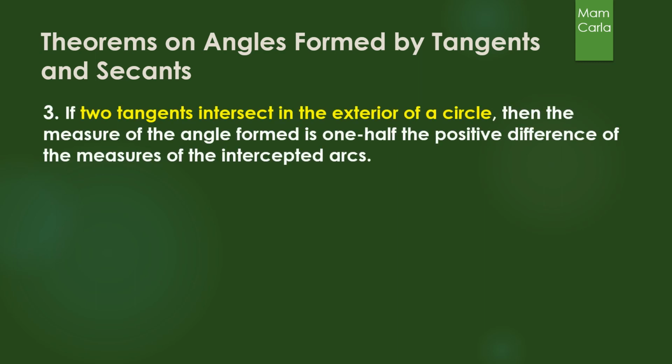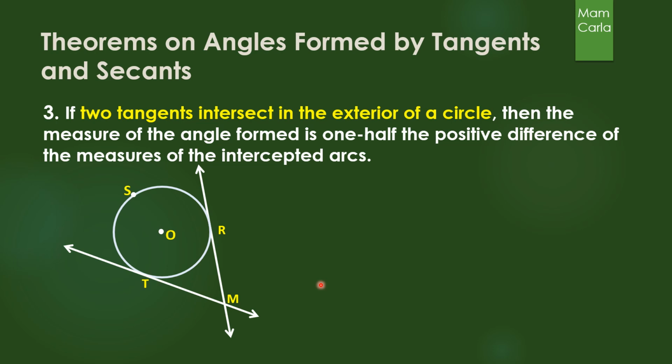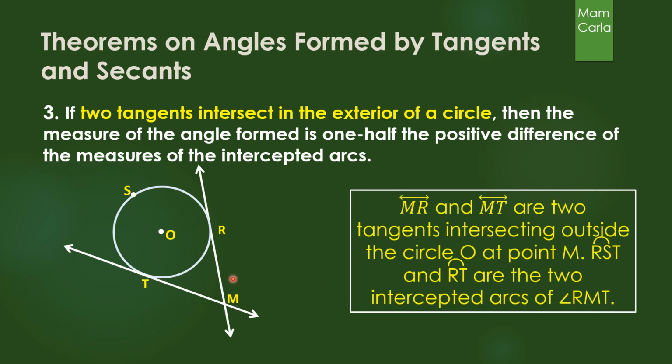Let us move on with our theorem number 3. If two tangents intersect in the exterior of a circle, then the measure of the angle formed is 1/2 the positive difference of the measures of the intercepted arcs. So given this figure, line MR and line MT are two tangents intersecting outside the circle O at point M. So arc RST and arc RT are two intercepted arcs of our angle RMT.